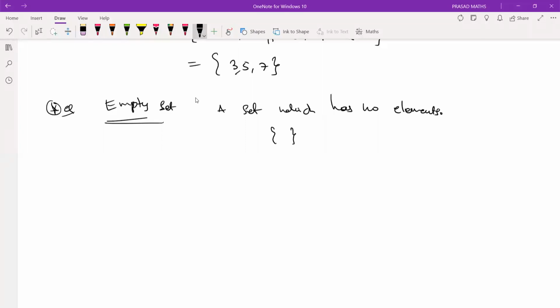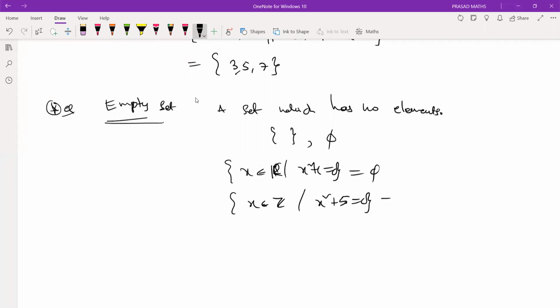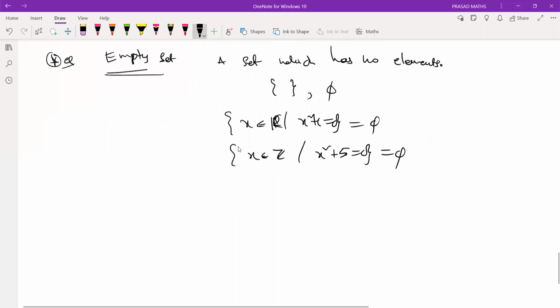Of course we can denote this set by this notation, the empty set. We can also write it like this: the set of all real numbers x such that x square plus 1 equals 0 is also an empty set. We can take the set of all integers such that x square plus 5 equals 0. This is also an empty set, because there is no integer whose square plus 5 equals 0. These are the possibilities of empty sets. Empty set means it has no elements.